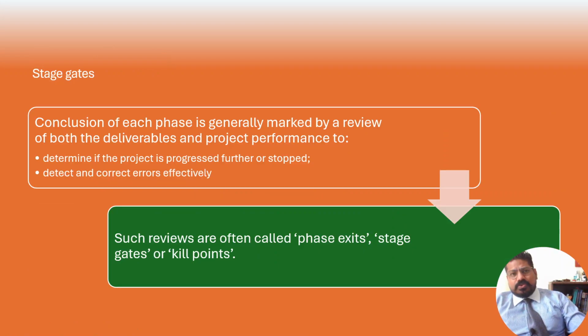Stage gates: conclusion of each phase is generally marked by a review of both the deliverables and project performance to determine if the project progresses further or is stopped, and to detect and correct errors effectively. Such reviews are often called phase exits, stage gates, or kill points.